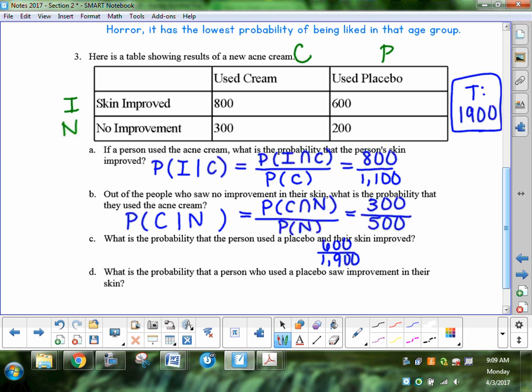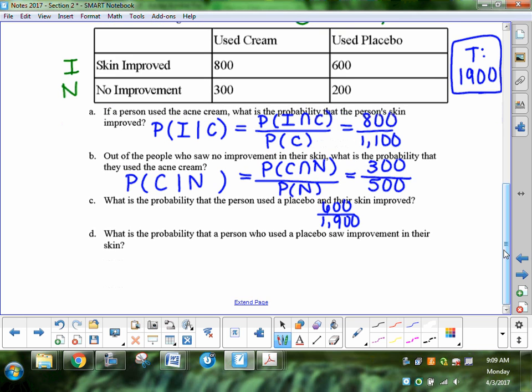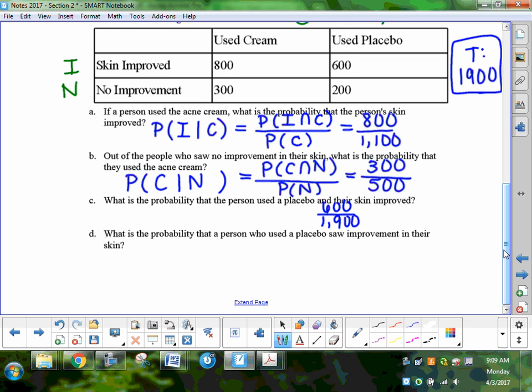Take a look at the next group. What's the probability that a person who used a placebo saw an improvement in their skin? Is that conditional or direct? Which one would we say? Hands up, please. Sean K., what do you think? Yeah, it's got to be something given something. It's a conditional.